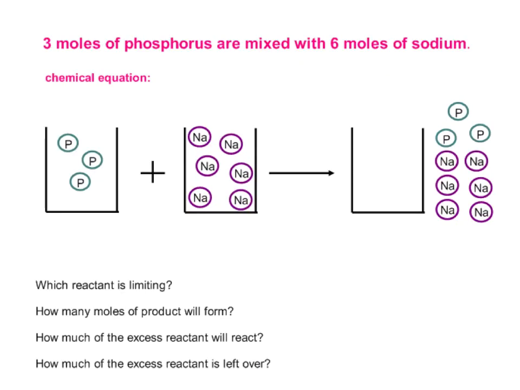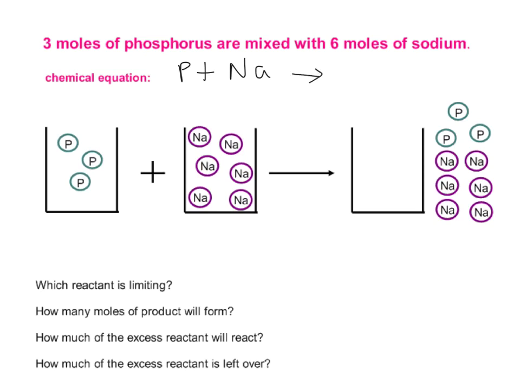Okay, let's try another one. So we have 3 moles of phosphorus. Here are my 3 moles. Mixed with 6 moles of sodium. So here are my 6 moles. So first you want to write out your chemical equation. So let's do that. So we have phosphorus plus sodium.